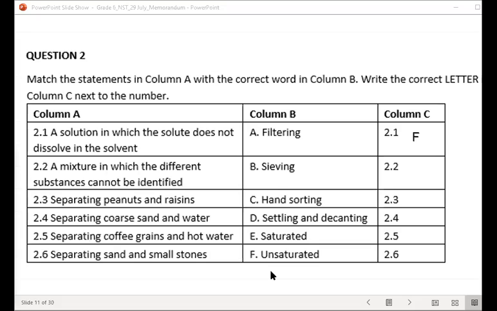All right, question 2.2, a mixture in which the two different substances cannot be identified. What is it? It would be E. And then Mahlore, we will check with what you just gave us now. We'll check this F and E on the next slides.